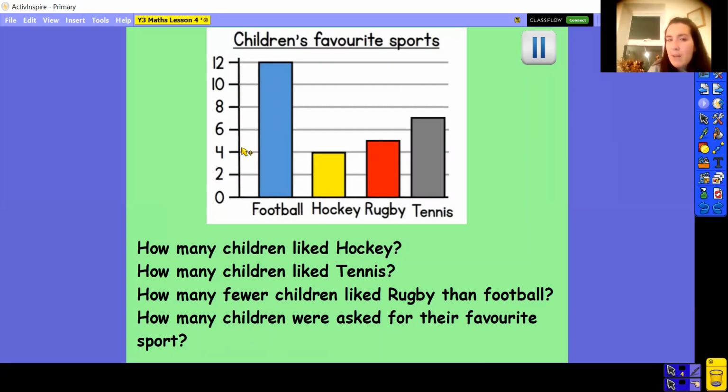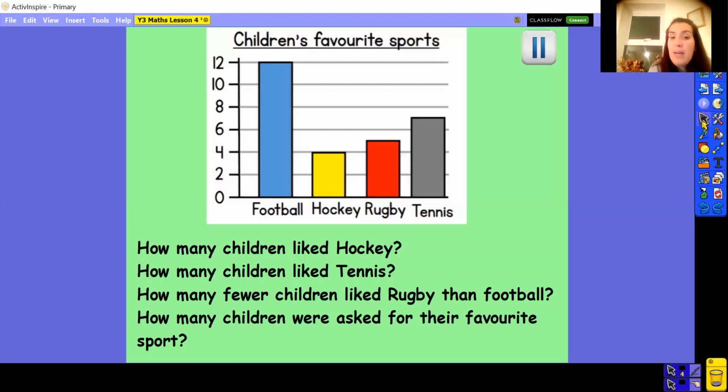Now, does that mean that I can't show 1 child or 3 children? It doesn't mean that at all. If I want to show 1, that would be halfway between 0 and 2. If I wanted to show 3, that would be halfway between 2 and 4. This would be 5. This would be 7, this would be 9, this would be 11. So I can still show odd numbers, that's absolutely fine. Just need to be very careful making sure where they're pointing to.